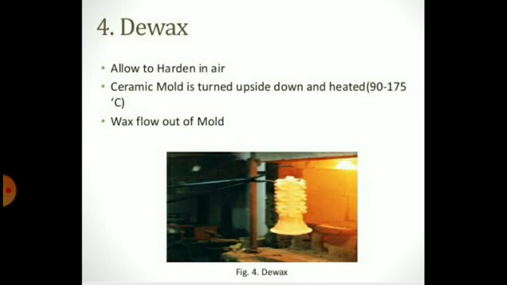Then in the next step, melting out the wax patterns and pouring. That process is called dewaxing. The finished mold is dried in air for 2 to 3 hours, and then it is baked in an oven to melt the wax. The molten wax is removed by inverting the mold.